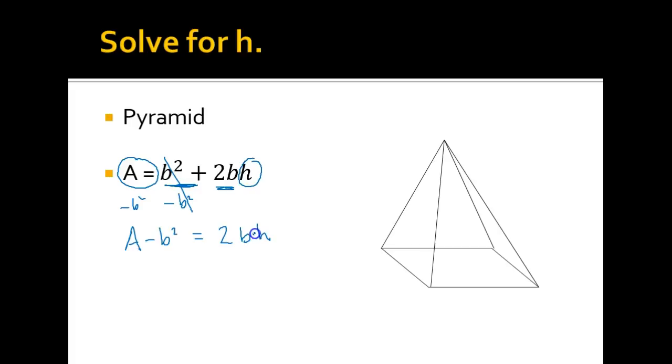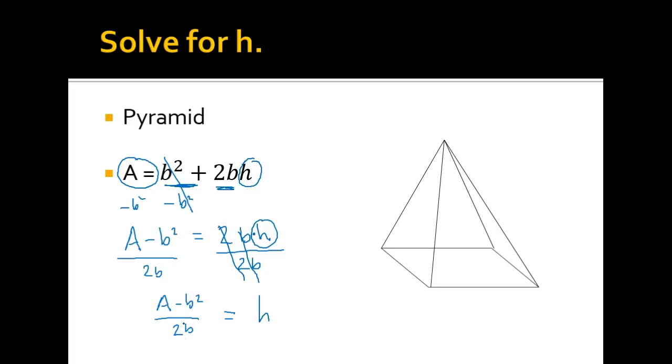And again, what's being done to h now is times 2b, so we'll divide by 2b. And if we divide the right side by 2b, we have to divide the left side by 2b. Cancels out. And so we have h all by itself. That's what we wanted on one side. H equals a minus b squared, the whole thing divided by 2b.